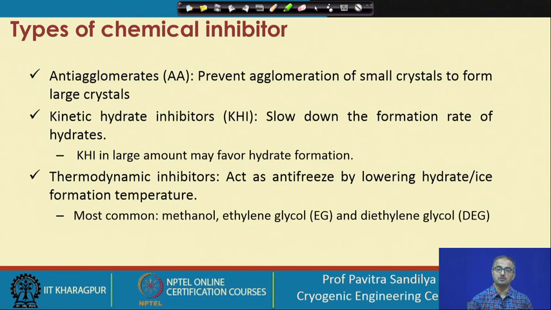And lastly, we have thermodynamic inhibitors. What do they do? They are basically antifreeze agents, and they lower the temperature of hydrate formation, so that the hydrate formation gets delayed for a given pressure. Among these thermodynamic inhibitors, the most common ones are methanol, ethylene glycol and diethylene glycol. We shall be calling them EG and DEG respectively.